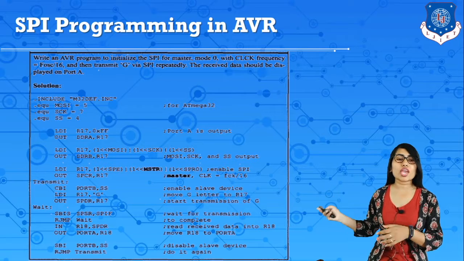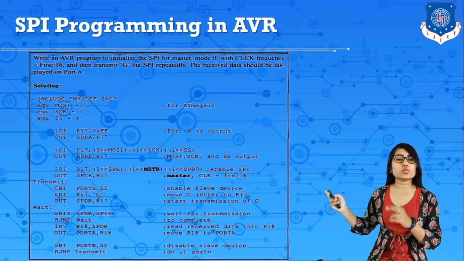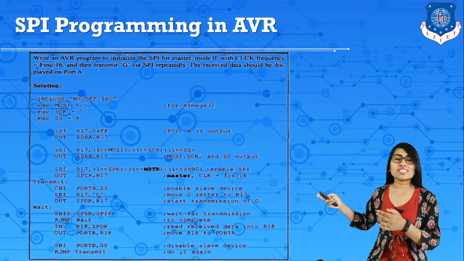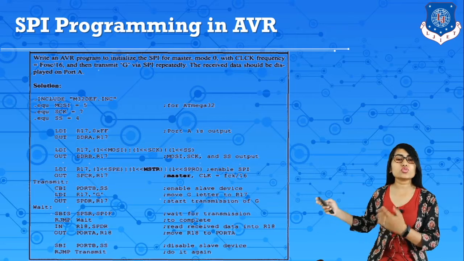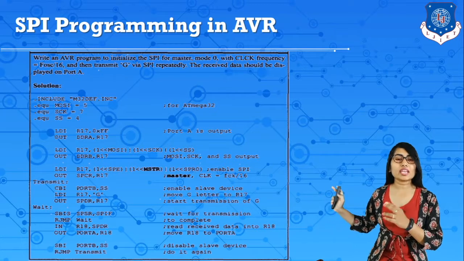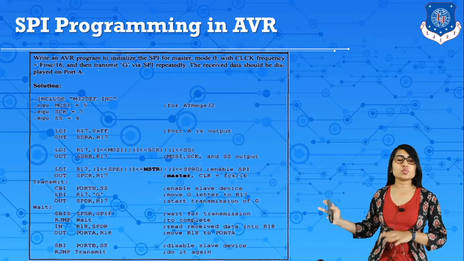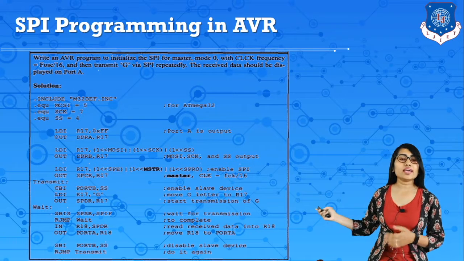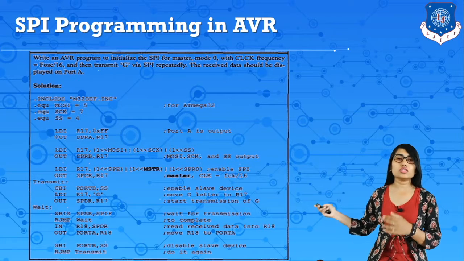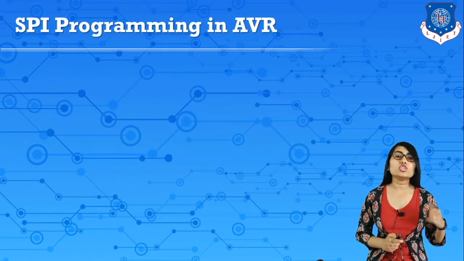So here we check the value and continuously jump to the wait location. Continuously it will jump, and as soon as this bit is set, it will go to the next instruction, where the SPDR register is copied into R18, and R18 is given to port A. So this is how G is transmitted on port A using these instructions, and then we disable the slave device. So this is SPI programming in AVR using assembly.